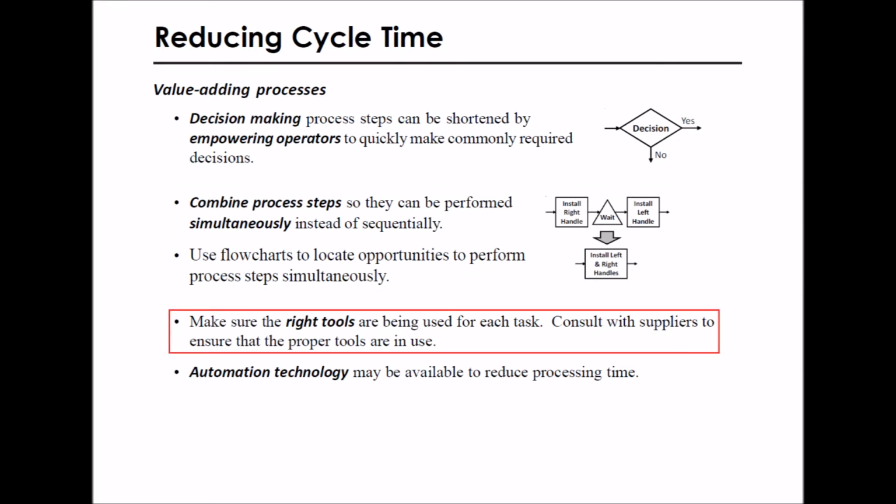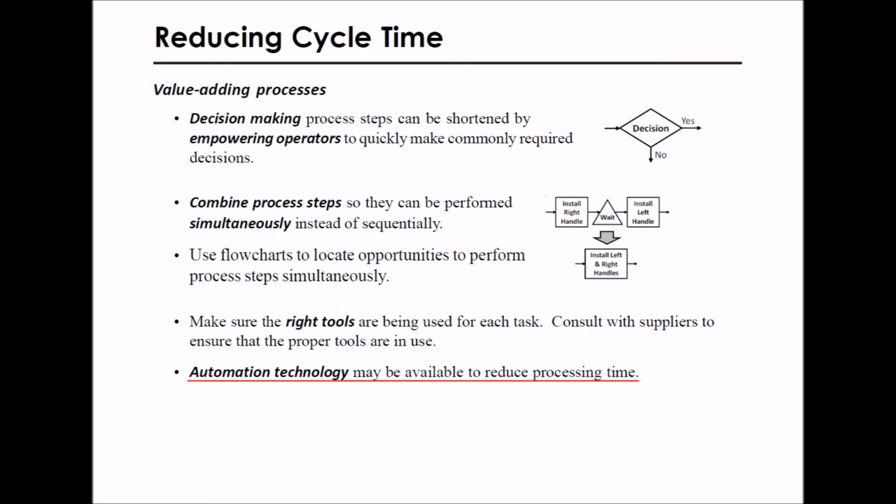Make sure the right tools are being used for each task. You can consult with suppliers to ensure that the proper tools are in use. Automation technology may be available to reduce processing time. Attend trade shows to see what tools or technology are available.